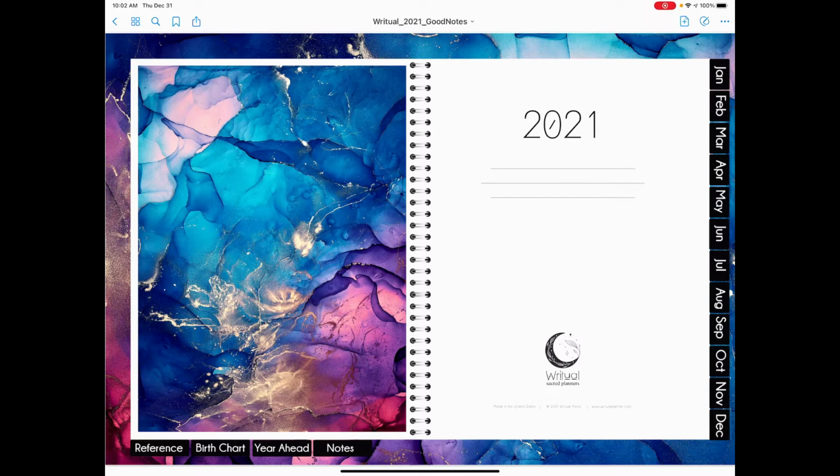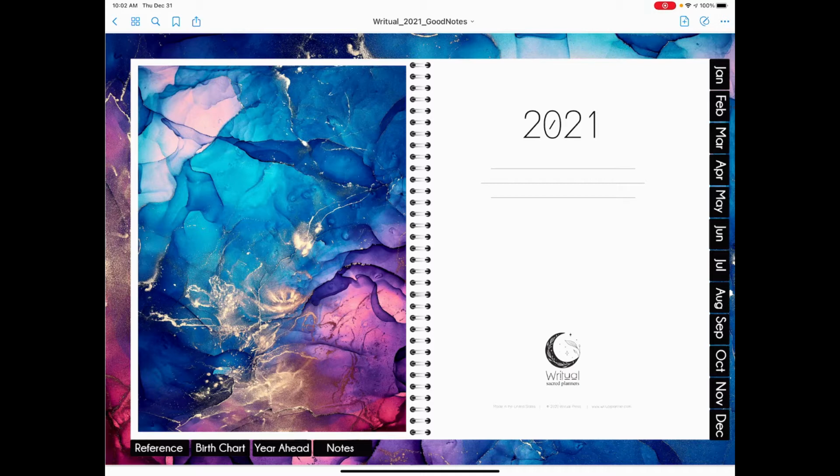Hello everyone! Today I am going to be doing a walkthrough of our 2021 Tarot Journal and provide you with a little bit of information and some insight into what my intentions were when designing this for its use. This is the digital interactive version because that's what's easy for me to show you on my screen so you can see it. These are the exact same pages that are in your physical journal though.